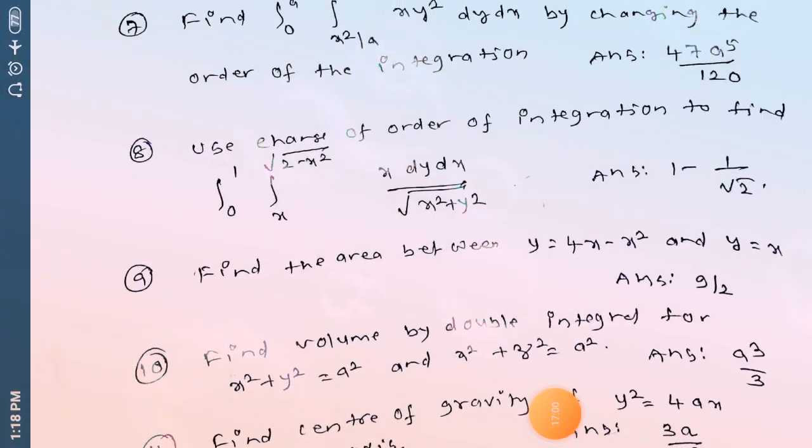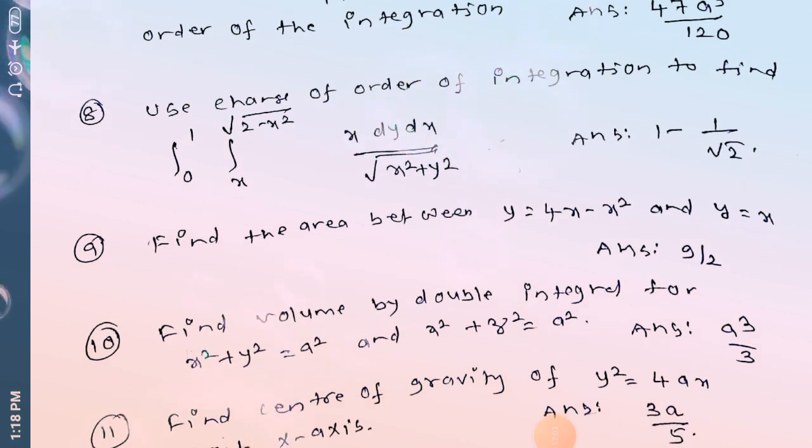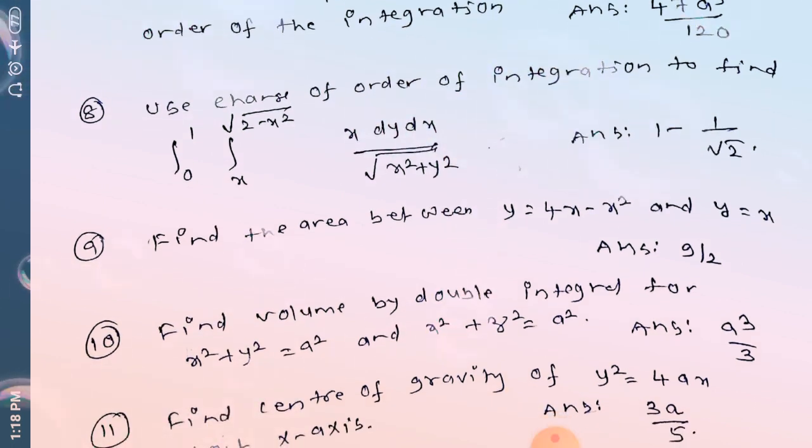Now look at your ninth problem. Find the area between y equal to 4x minus x square and y equal to x. In order to calculate the area, I am using double integration. Two equations are given, so you solve those two equations and you get your x values 0 and 3. Then the y values are already given: 4x minus x square and y equal to x.